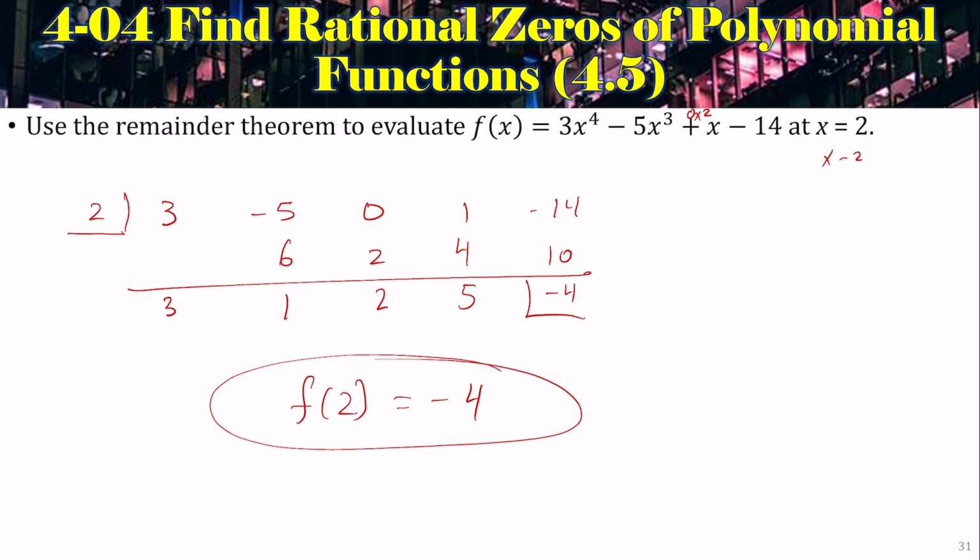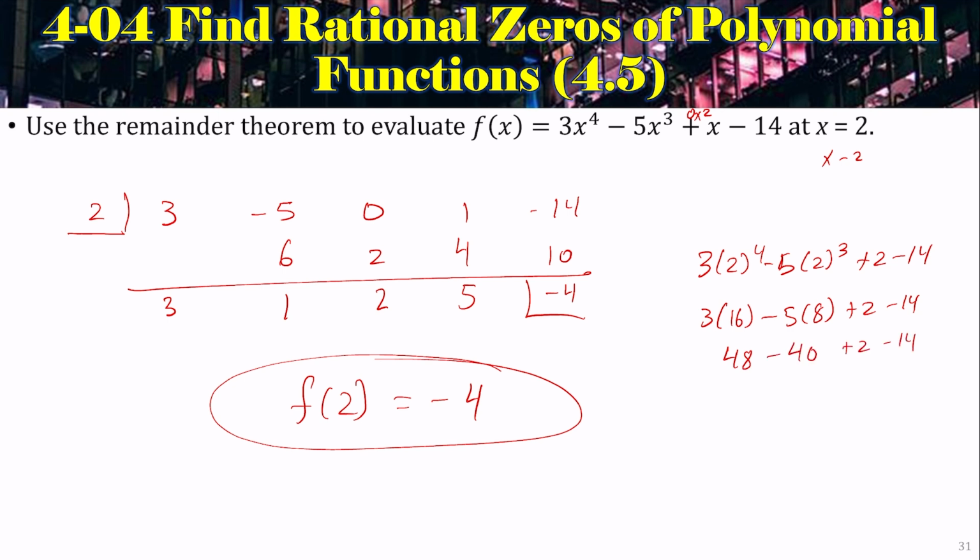And you could double check that by plugging in a 2 in your calculator. 3 times 2 to the fourth minus 5 times 2 cubed plus 2 minus 14. Let's see. 2 to the fourth is 16. 2 cubed is 8. 3 times 16 is 48. 5 times 8 is 40. 48 minus 40 is 8, plus 2 is 10, minus 14 is negative 4. Look at that. You get the same answer, only it's much easier doing the synthetic division.